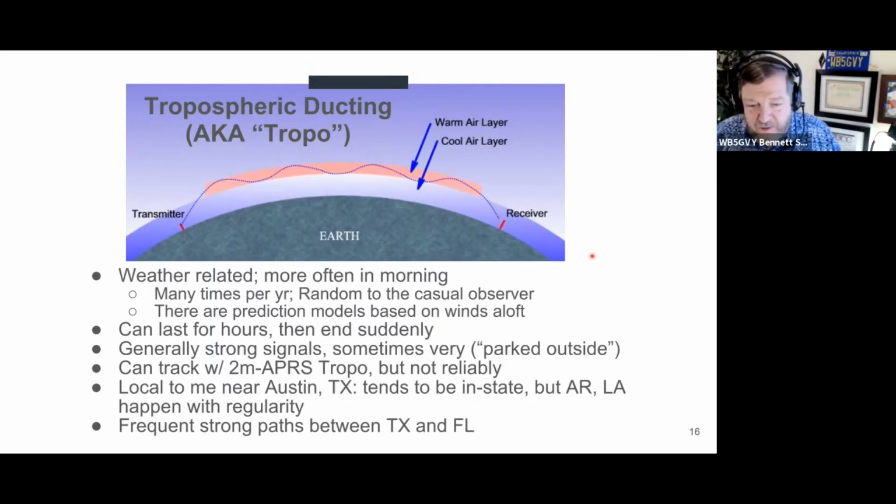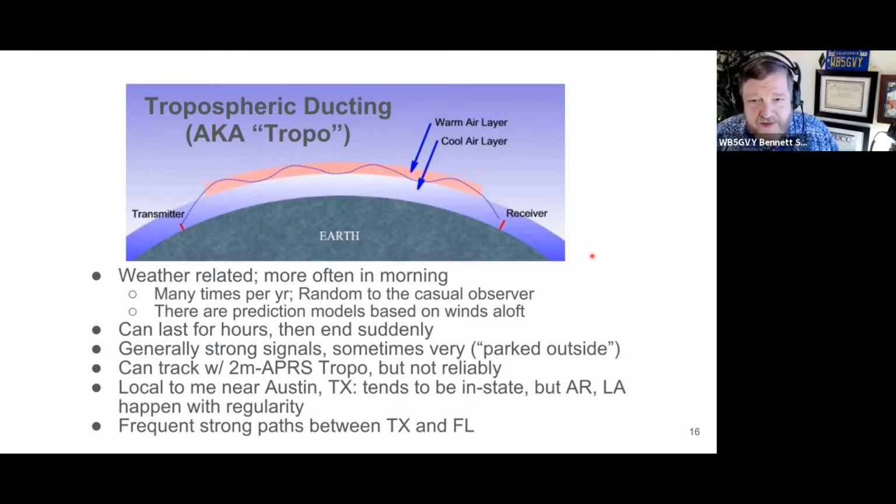You may be familiar with, I'm probably going to mangle the domain name, but it's like MemoLink. There's a domain that tracks 2-meter propagation. And 6-meter tropo can track with 2-meter tropo, but it's not a reliable thing. But I usually have a window open to the 2-meter APRS tropo webpage, and if I see it there, I'll take some action on 6 meters to see if it's there as well.